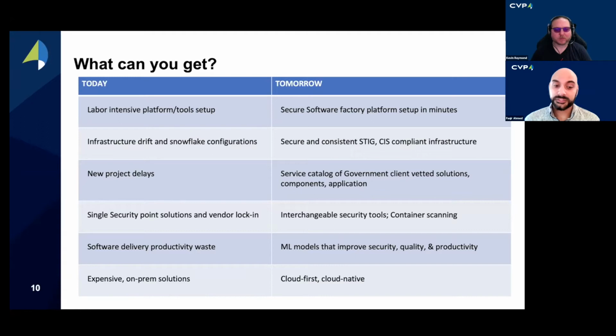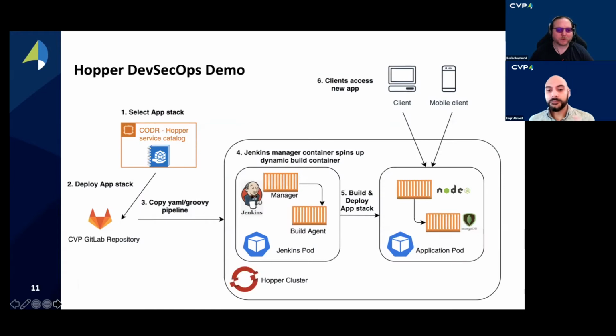We help stop and reduce delivery productivity waste through our machine learning models. It's really about helping our development teams improve their estimations during sprint planning, and also helping to make sure they're deploying more secure applications and less buggy code. And again, cloud native, cloud first. So I'm almost done talking. Now I'm going to hand it over to Kevin for the fun stuff.